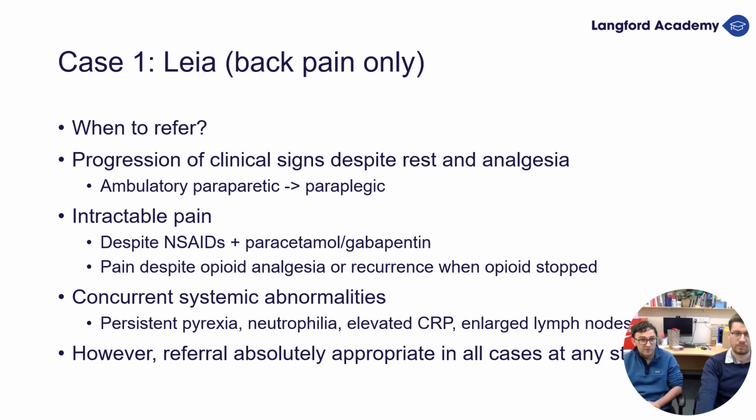So the questions to think about are: when do we refer, and what would we want to see to have these cases referred? The first one would be progression of clinical signs. So if you had a dog that was walking quite happily, but the next morning you're finding that it's non-ambulatory or, in the worst case, paraplegic, then that definitely would be a red flag to refer, because it's suggestive that there's ongoing spinal cord compression or contusion stopping the signals getting through.